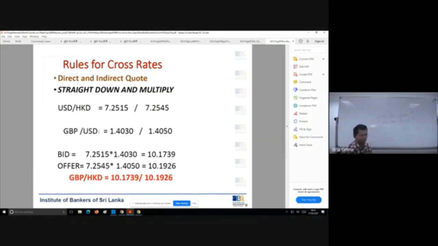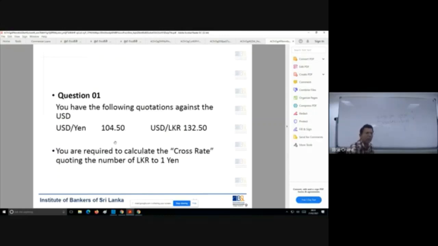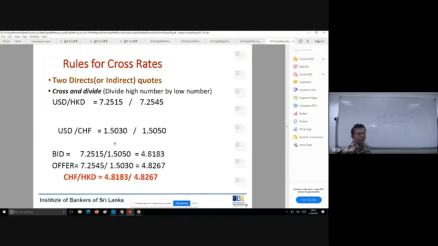Rules for cross rates. Remember these two rules, and it is important in the exam for you to derive cross currency exchange rates. So every question is based on this. Now this is one of the questions. Only in the substitution of what we have learned, these two rules. So even the examiner has given one, same thing will apply.